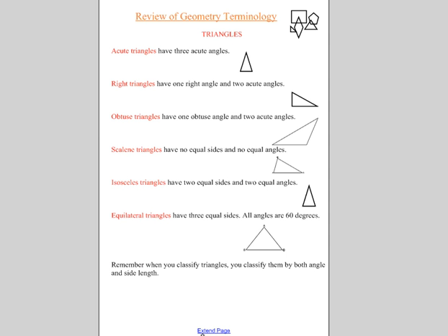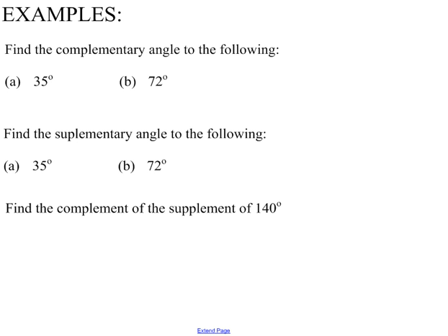The other thing to keep in mind is that when you are classifying triangles, if it asks you to classify, you need to have 2 names. You need to have a name that classifies by angle, either acute, right, or obtuse, and you need a name that classifies by side length, either scalene, isosceles, or equilateral. So let's just do a quick little review with a couple examples.